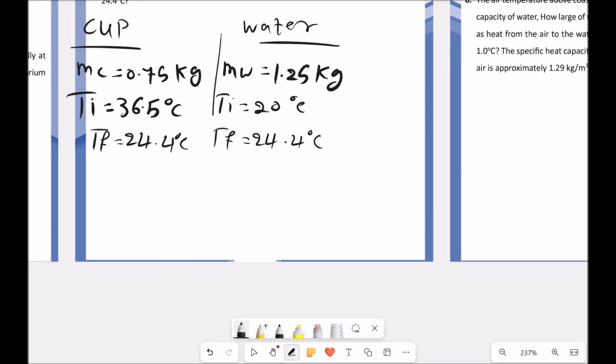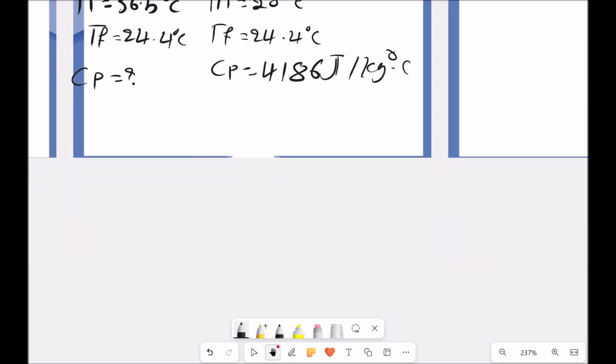We need the specific heat capacity for the cup. We know the Cp of the water is equal to 4,186 joule per kilogram per Celsius. Now, Q lost, or the heat lost by the cup, so this is for the cup, is equal to the heat gained by the water.